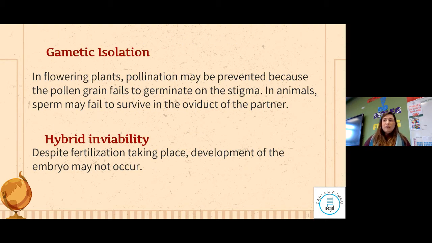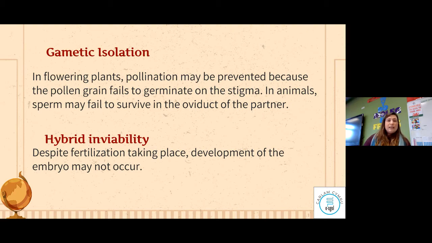Gametic isolation. In flowering plants, pollination may be prevented because the pollen grain fails to germinate on the stigma. It doesn't land in the right place. In animals, sperm may fail to survive in the oviduct of the partner. As the sperm travels through the cervix into the uterus and into the oviduct, they don't survive, and that would be gametic isolation.